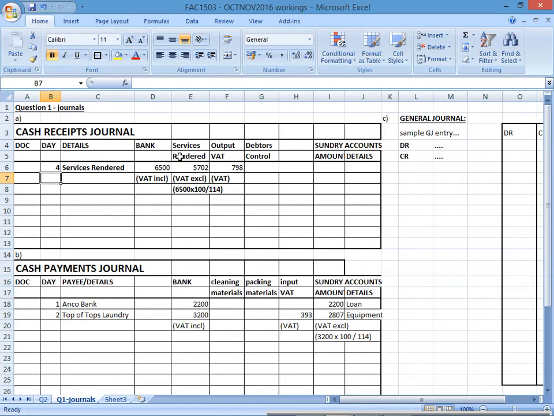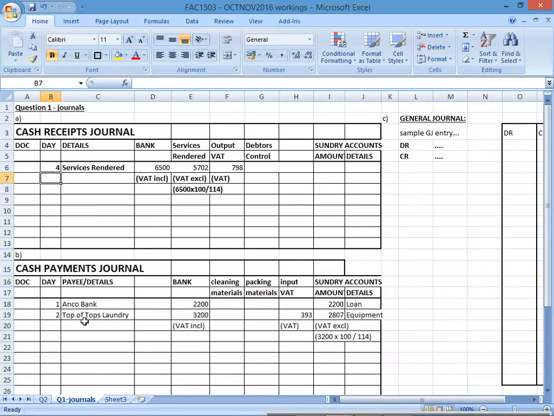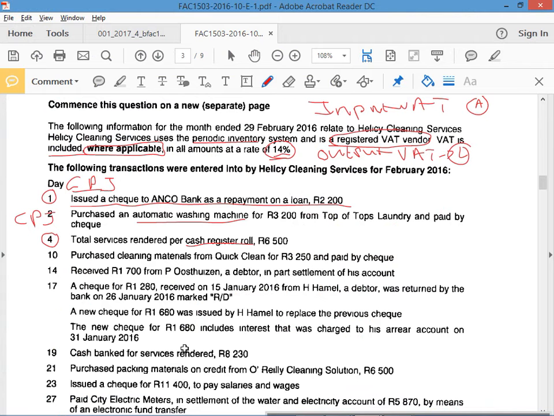Let's continue. Next. Purchase cleaning material from Quick Clean for 3250 and paid by check. Which journal? Cash payments. Quick Clean, good, on the 10th. On the 10th, Quick Clean, we paid them how much?